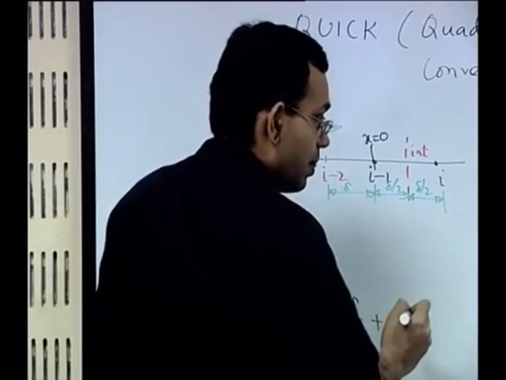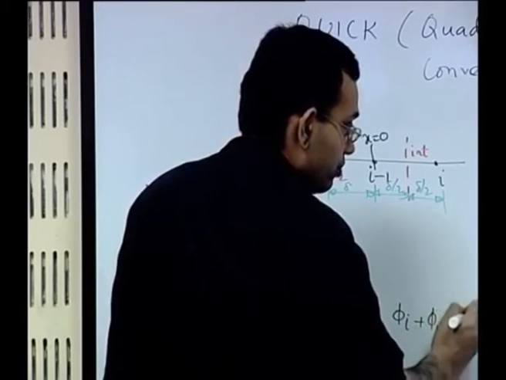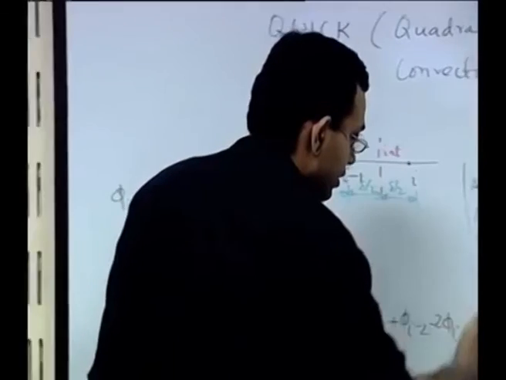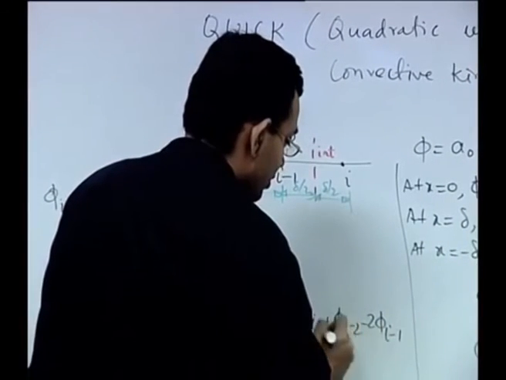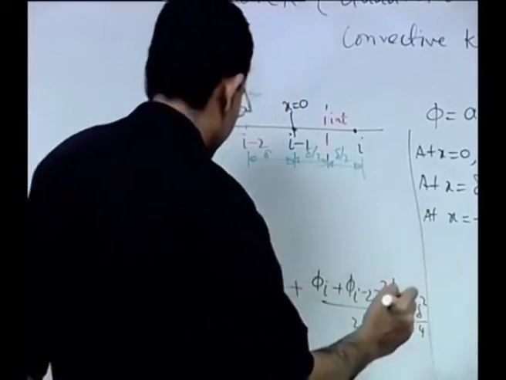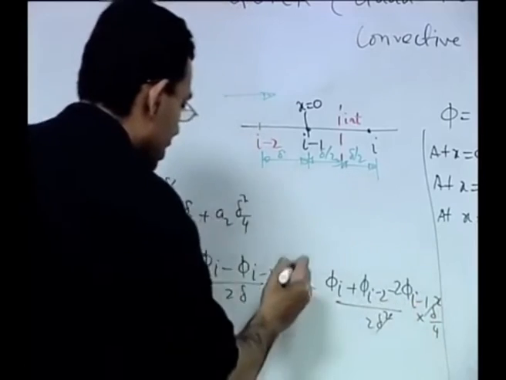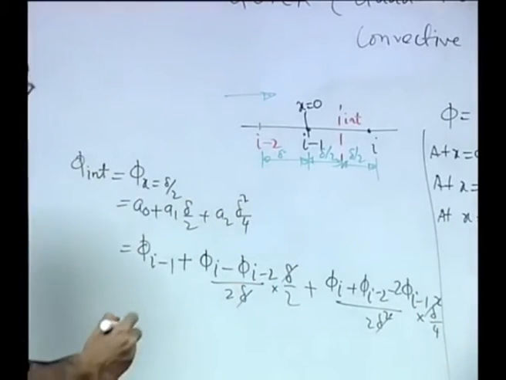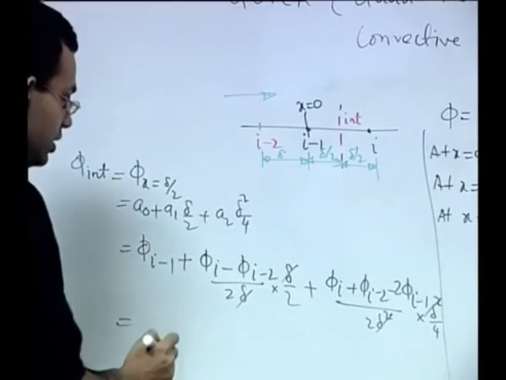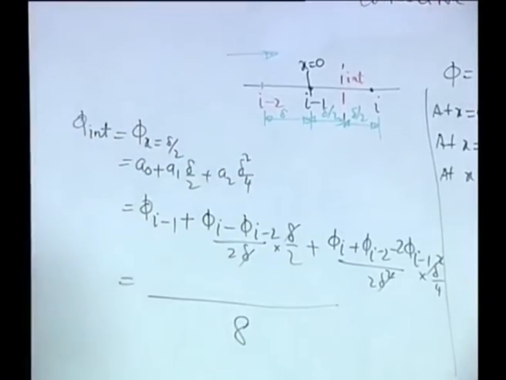plus phi I plus phi I minus 2 minus 2 phi I minus 1 by 2 delta square into delta square by 4. So, this delta square and delta will cancel. So, it will be 8 in the denominator. So, how many phi I's are there?